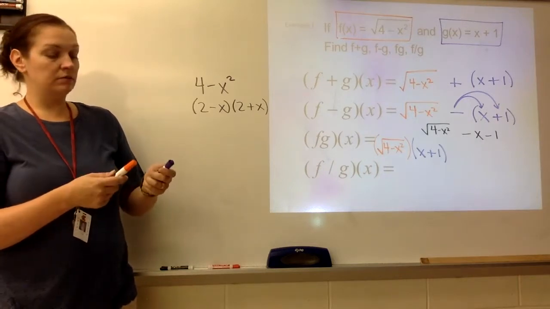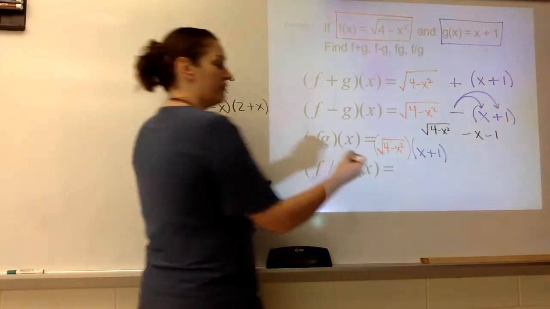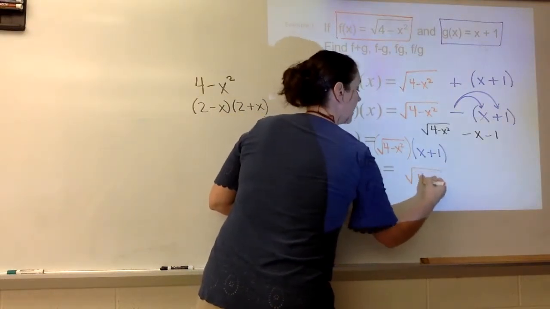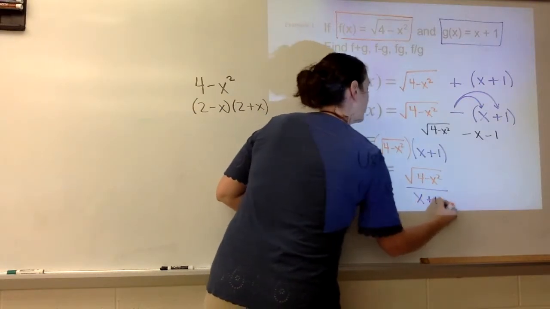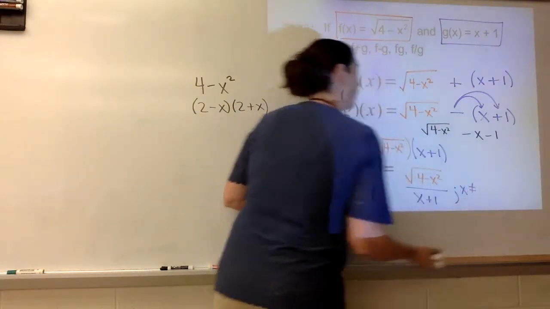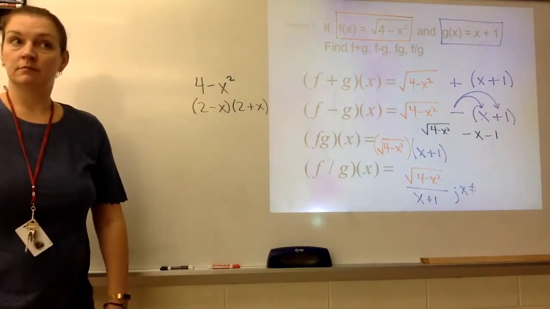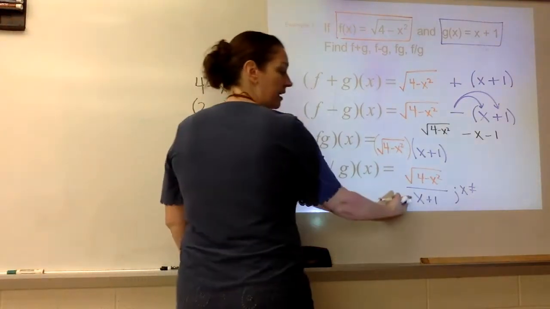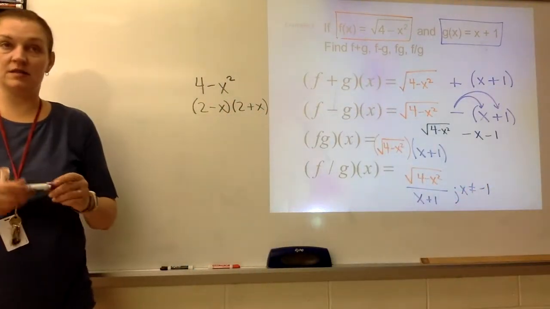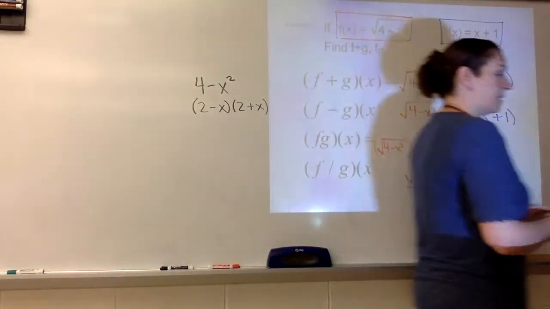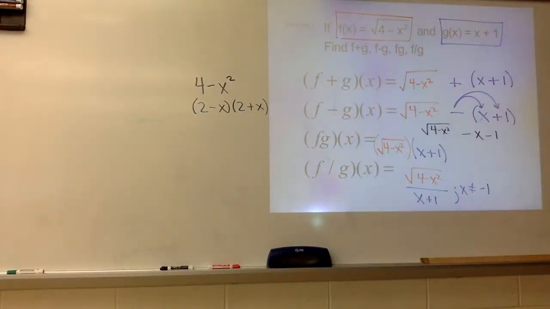f divided by g, no problem. The f function, 4 minus x squared, divided by x plus 1, where x cannot equal what value? x cannot be negative 1. If I plug in a negative 1, it violates the denominator. Questions on that? Nothing about domain. Your homework, we are excluding domain for right now. Okay, flip the page.